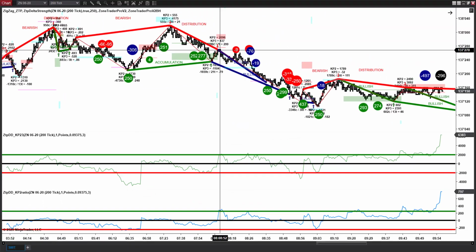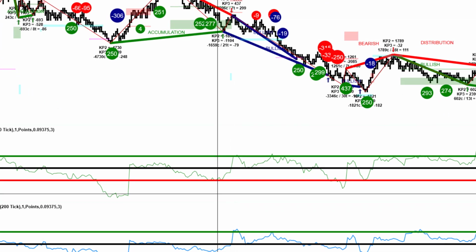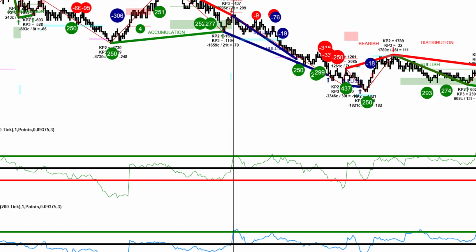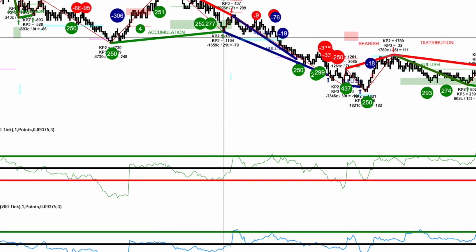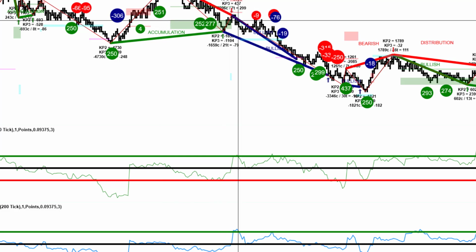And then what we see here is an excellent distribution trade, and we see exactly what we're looking for right here. We see a lot of contracts, that's to be expected, but then we see a very high KP2 ratio and higher than before. That's going to give us our indication that our distribution is working.